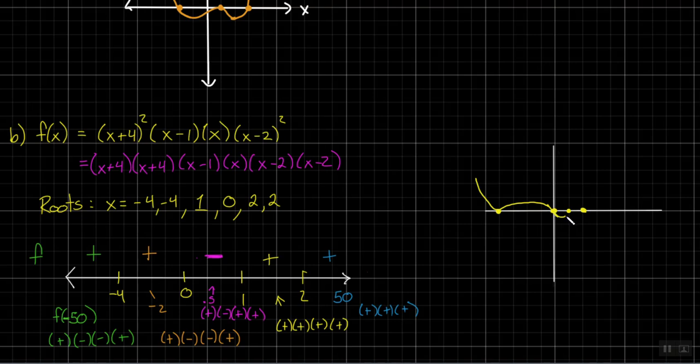So here it is being negative. And then it crosses again, right, to go positive. And then it bumps back down to touch it, and then it comes up again. This is a rough sketch of what we just did.